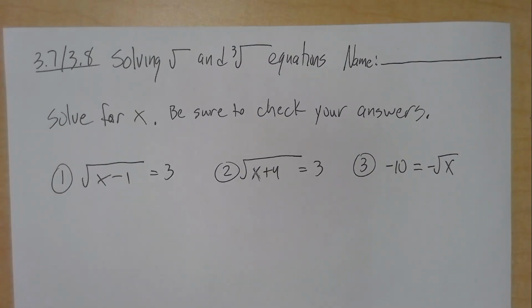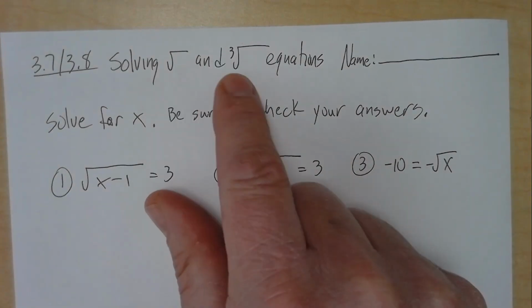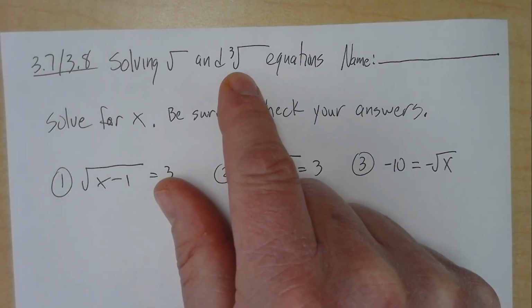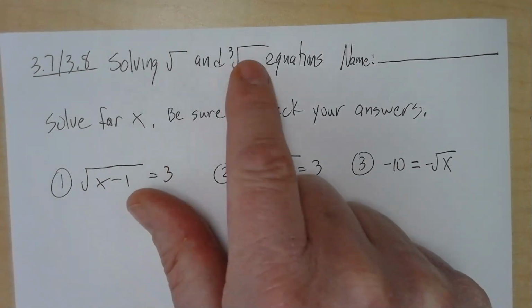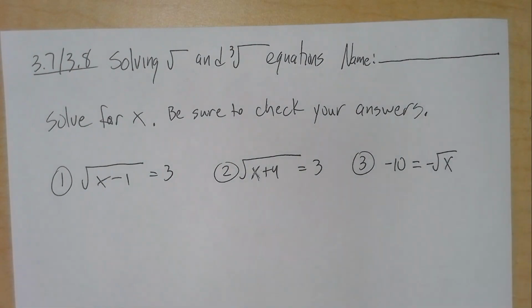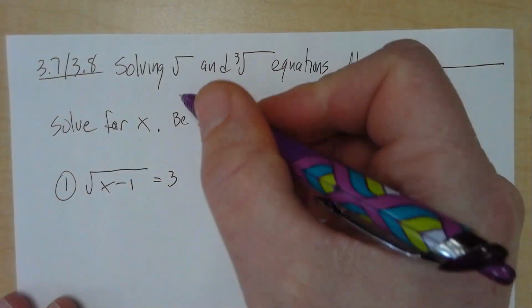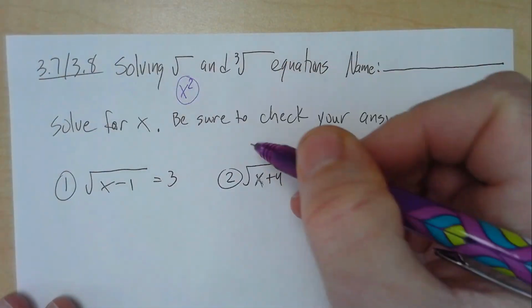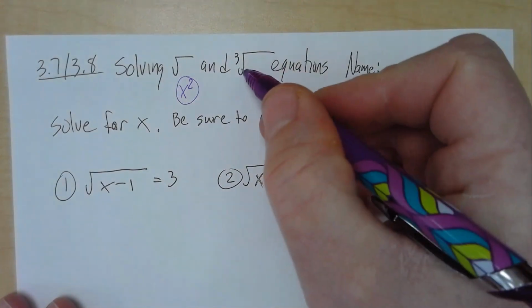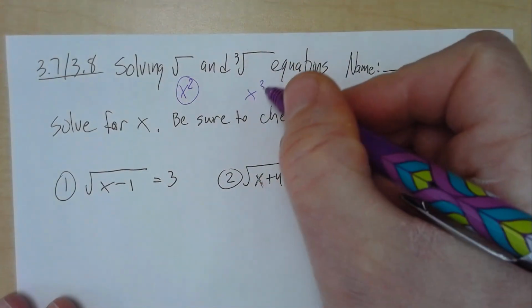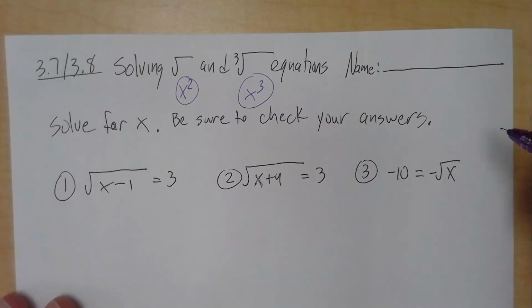All right, today we're going to solve some square root and cube root equations. And to do that, we're going to isolate the radicals, and then we do the opposite. The opposite of square rooting is to square, so we'll be squaring both sides of the equation. The opposite of cube rooting is to cube, so we'll be cubing both sides of the equations.